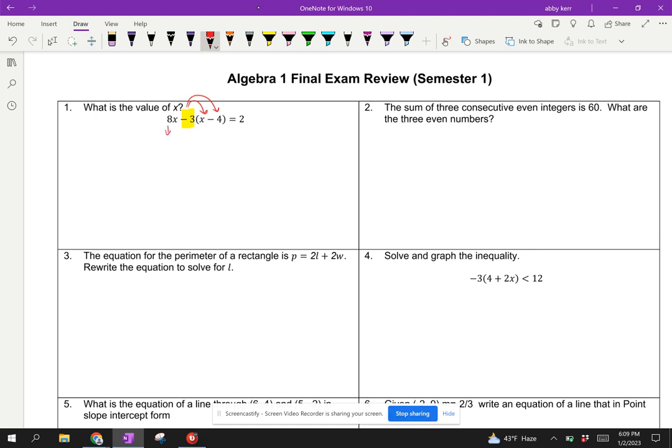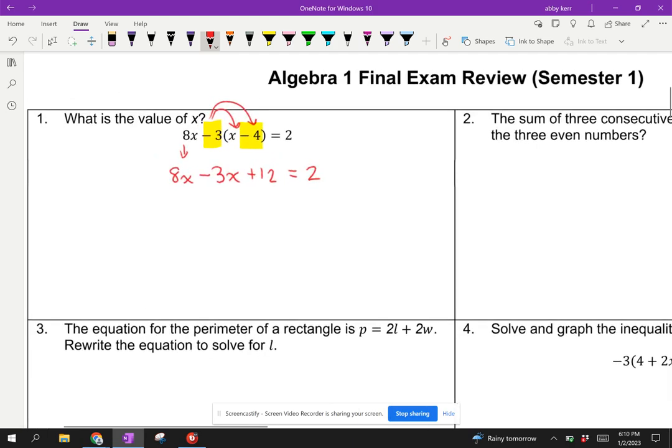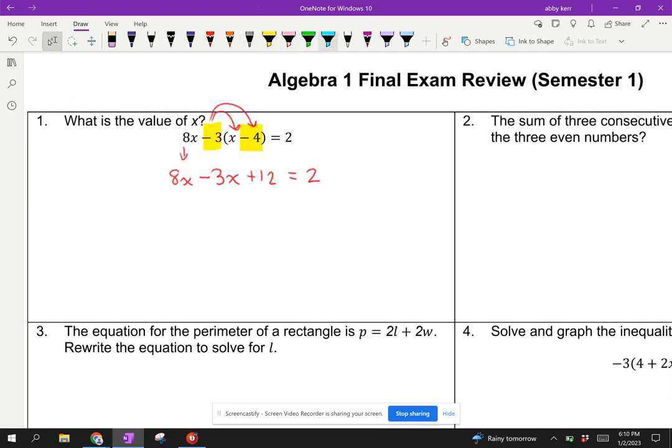Now, since we're not going to use 8x at this moment, we're just going to drop it down. And then we're going to multiply throughout the parentheses. Please be mindful that negative 3 times negative 4 will result in a positive 12. Now that we have the parentheses removed, we are allowed to combine like terms.